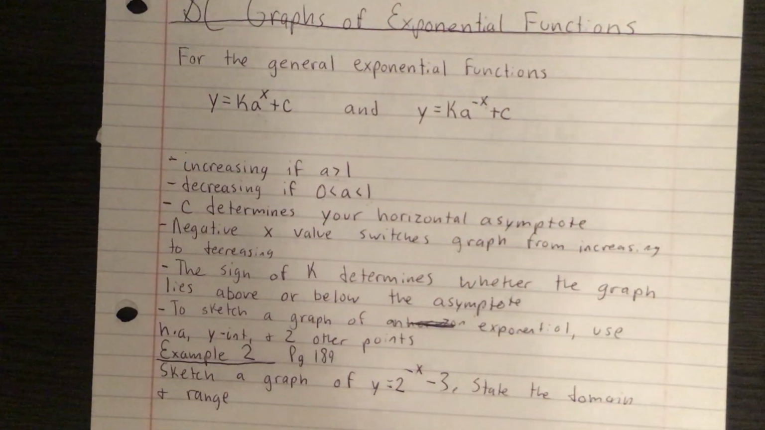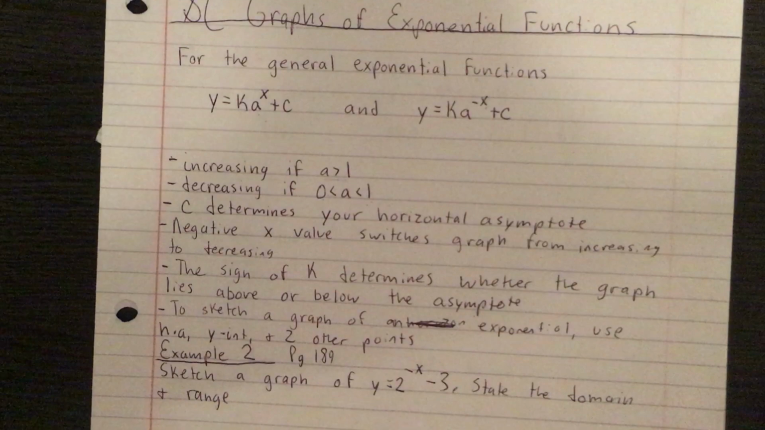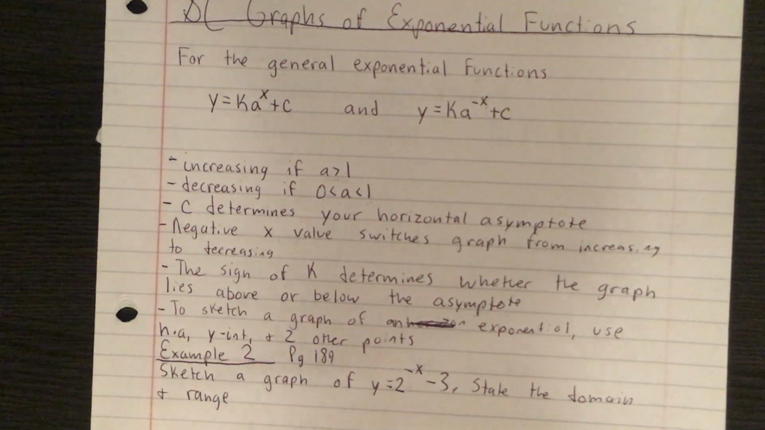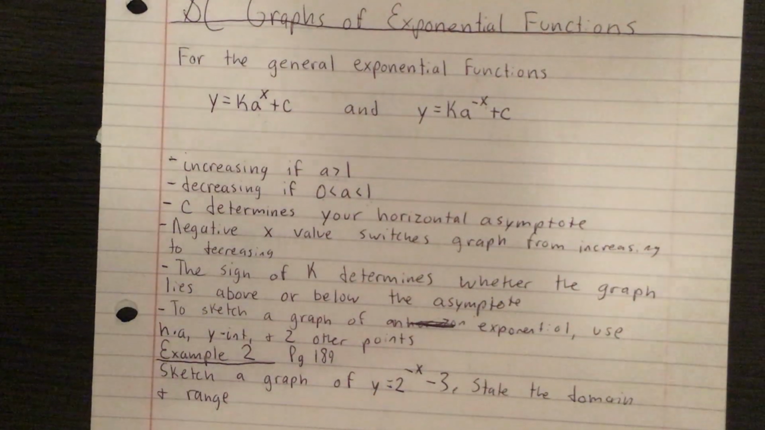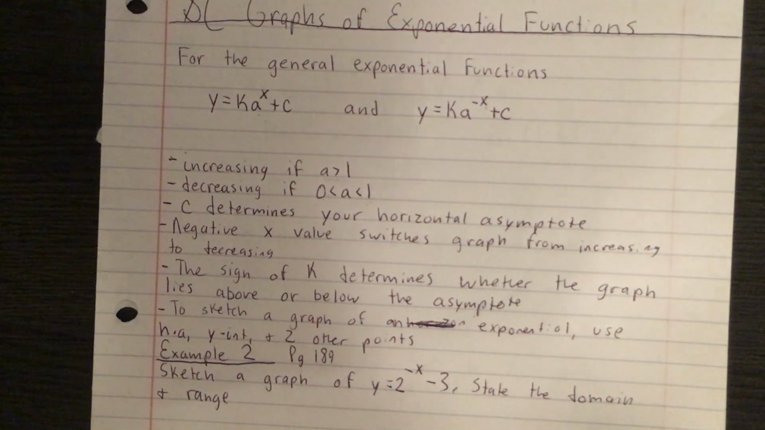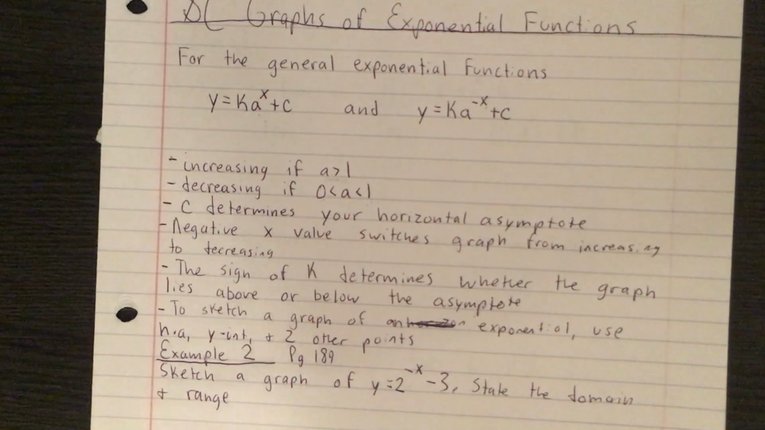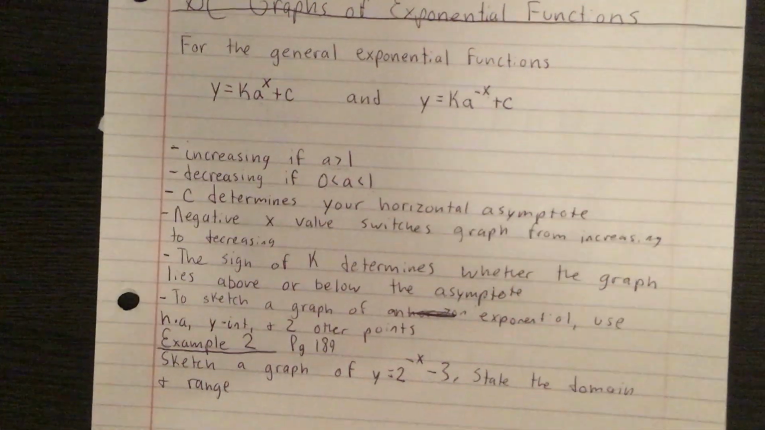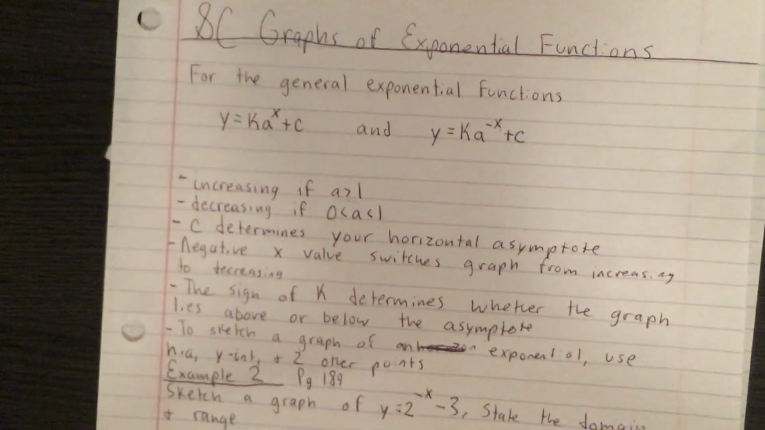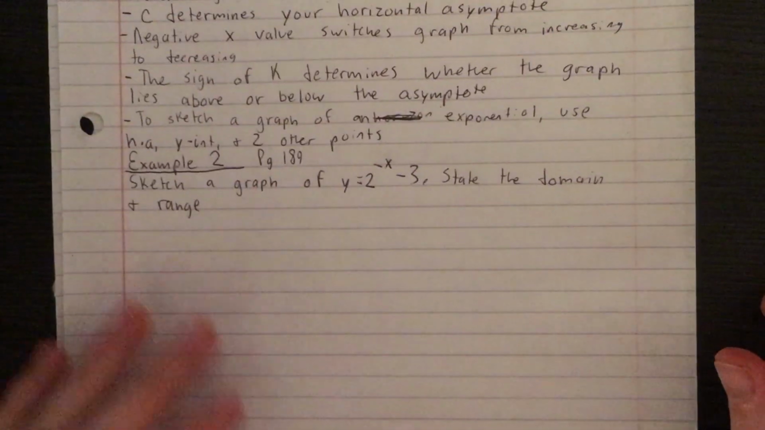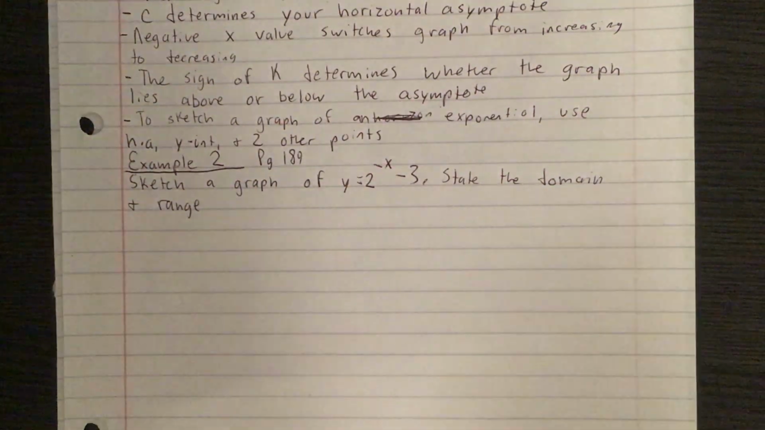And so basically to sketch a graph of an exponential, you're going to use the horizontal asymptote, the y-intercept, and 2 other points. And as a reminder, that y-intercept is just found by making x 0. So we're going to look at 2 more graphs of this, and then we will call it a day. It's going to be a pretty short day today.